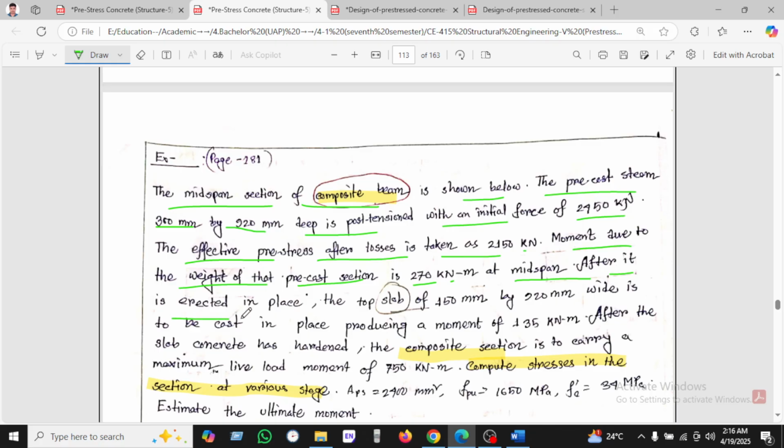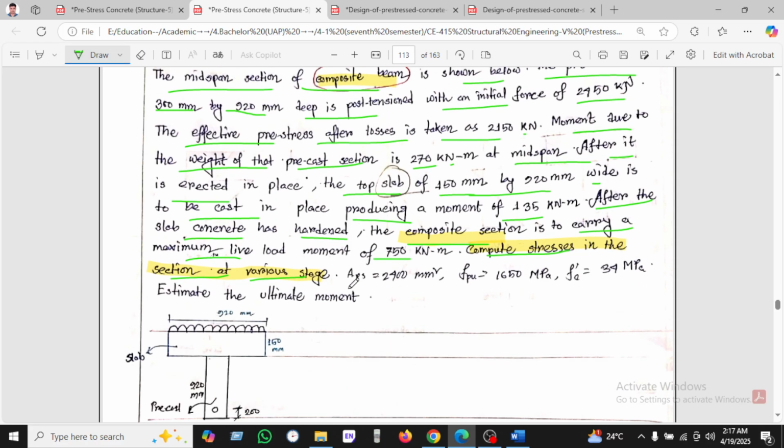After it is erected in place, the top slab of 150 by 920 and the weight of the precast in place produce a moment, given here as 135. After the slab concrete has hardened, the composite section carries the maximum live load, given as 75 kilonewton meter. Compute the stress in the section at various stages. Aps equals 2400 mm squared, fpu is 1650 MPa, and f'c is 34 MPa.